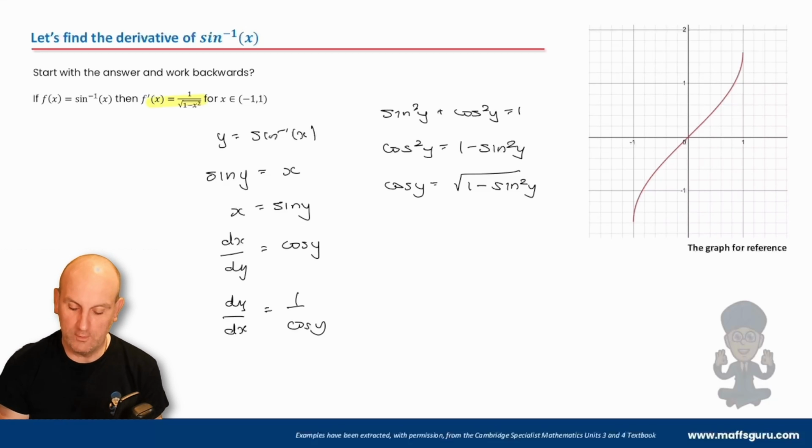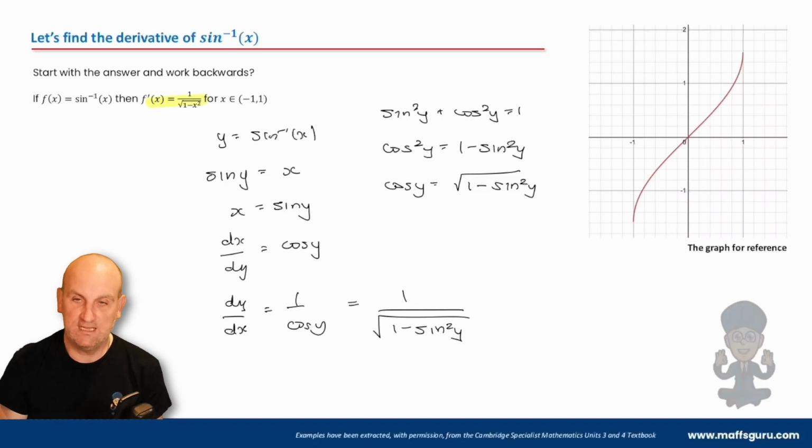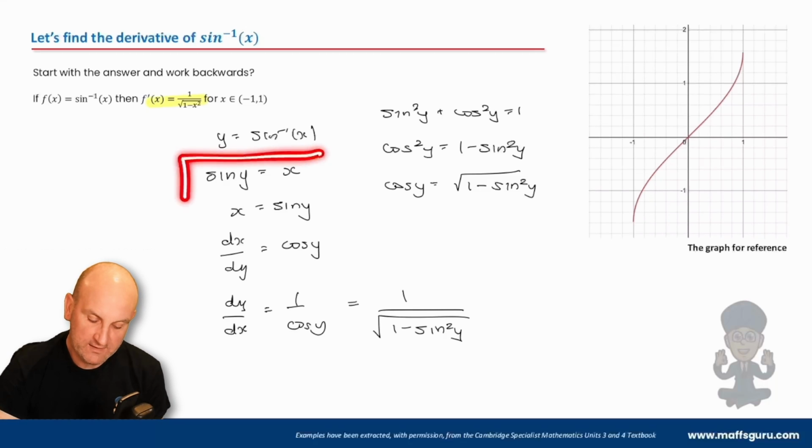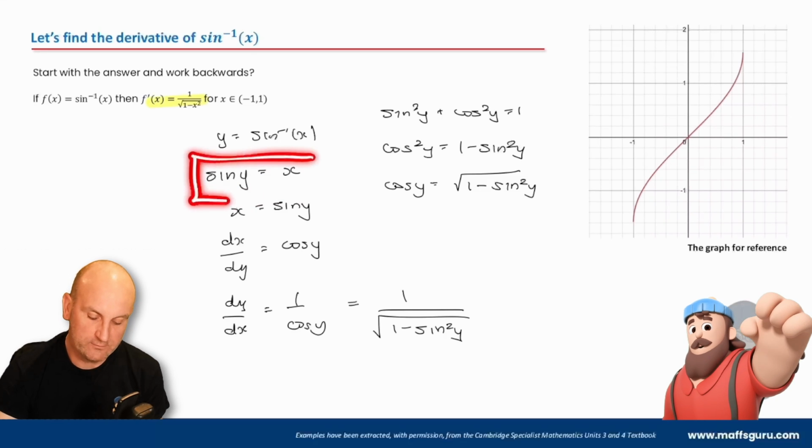Okay, cool. So that now becomes 1 over the square root of 1 minus sine squared of y. Oh, hold on, that hasn't actually helped, because all I've done is written it in a different way. But actually, it has helped, because we know from here that if x is equal to the sine of y, then the sine of y equals x.